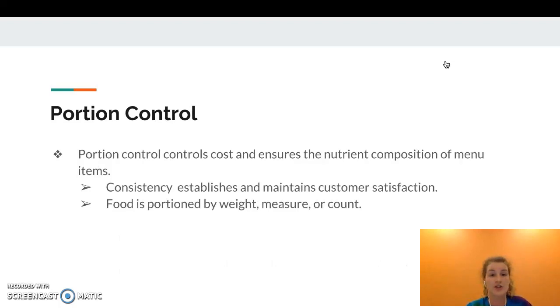And portion control. This also goes with consistency, like I just said with the different sides of fries. Portion control controls cost, because you know exactly how much each portion is going to cost if it is the same size each time, and it ensures the nutrient composition of the menu items. This is incredibly important for all food service facilities, but also healthcare facilities such as hospitals and nursing homes, because their patients' health is dependent on the nutrient composition of the menu items. Consistency establishes and maintains customer satisfaction, and the food is portioned by weight, measure, or count, depending.